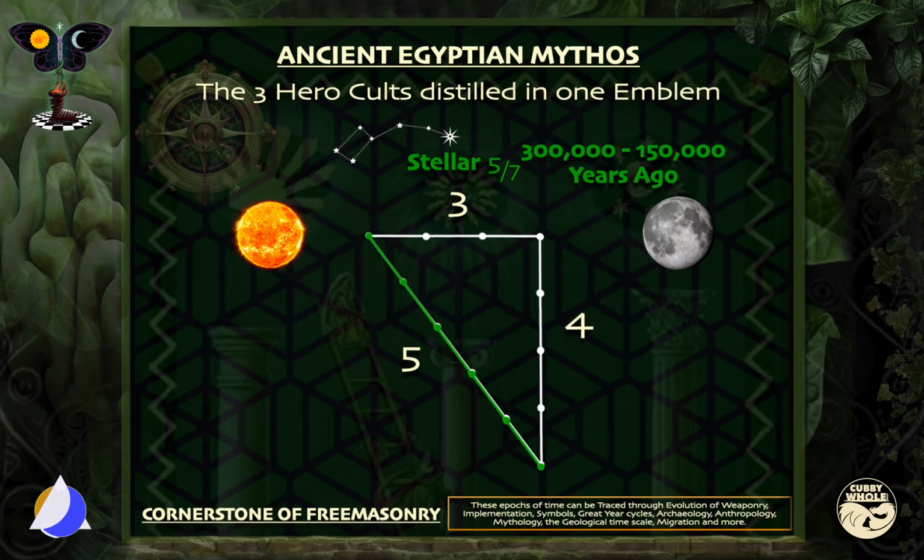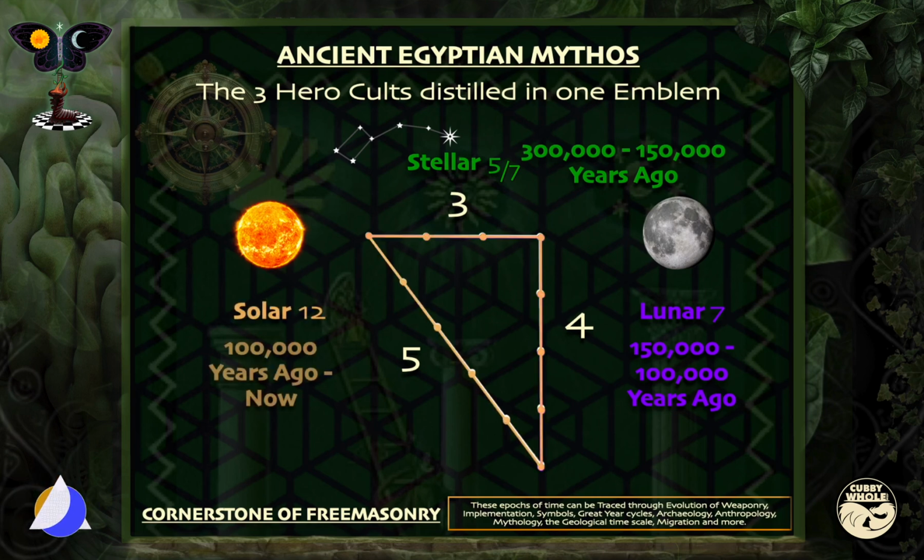And the stellar mythos took place some 300,000 to 150,000 years ago. And the lunar is dealing with the 7. And the 7 is holding the 5. It supports the 5, but it's holding the stellar mythos within it. And this took place 150,000 to 100,000 years ago. And then the solar mythos lasted from 100,000 years ago up until now.